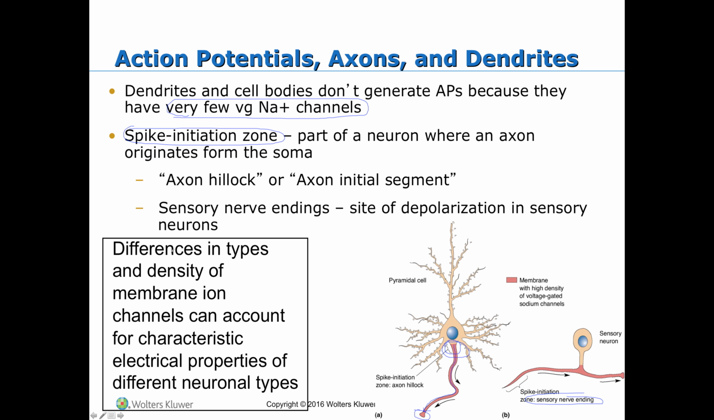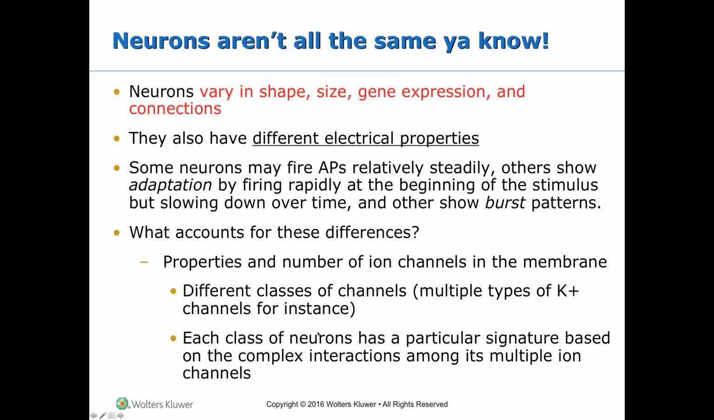So the differences in types and density of membrane ion channels can account for characteristic electrical properties of different neuronal types. We've already discussed how neurons vary not only in shape, size, gene expression, and connections, but they can also have different electrical properties. Some neurons could fire action potentials relatively steadily. Others can show adaptation by firing rapidly at the beginning, but slowing down over time, and then others show burst patterns. So why is this the case?